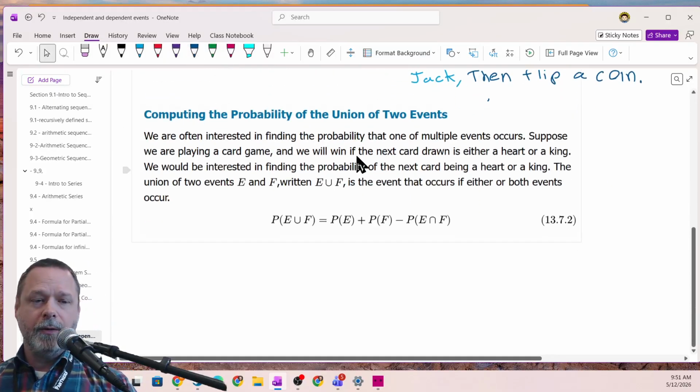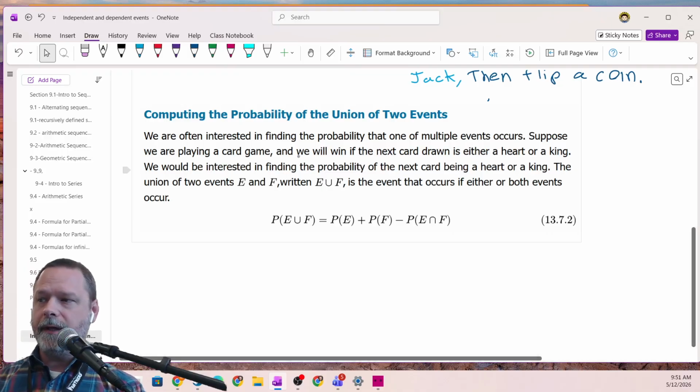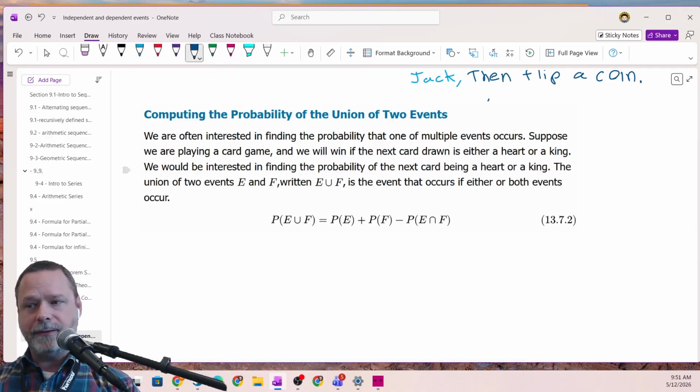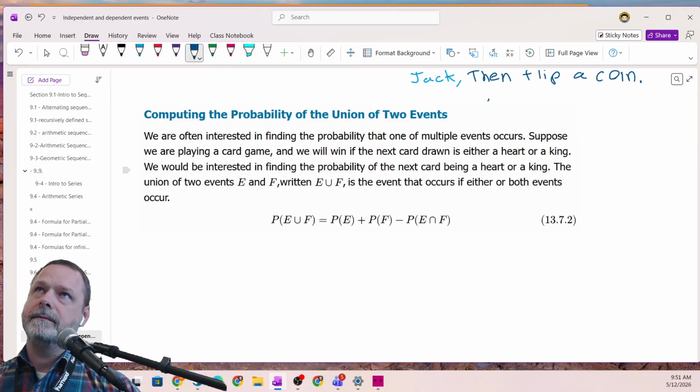Now, when we're computing the union of two events, or something like what I was just saying, like what's the probability of this happening then this? That's kind of like saying, or, oh no, wait. No. Sorry.